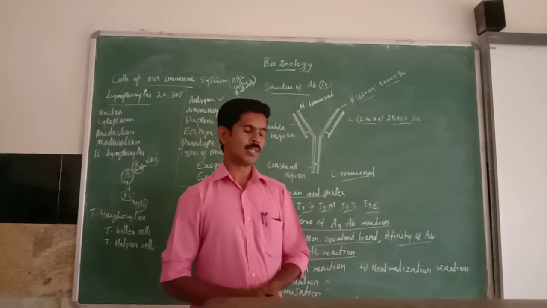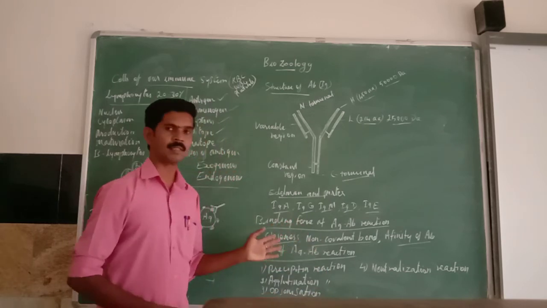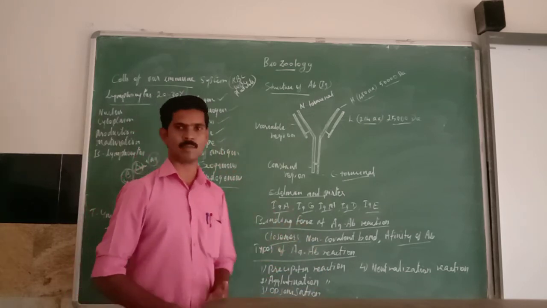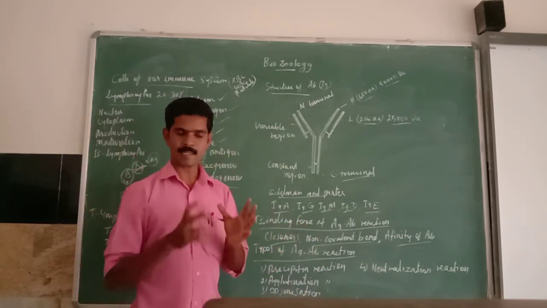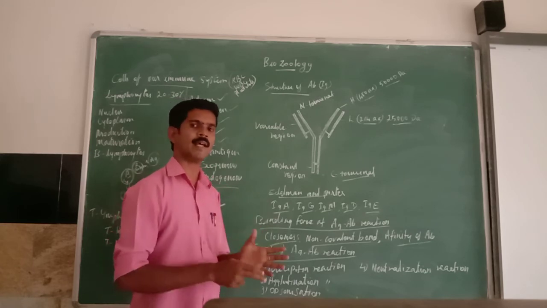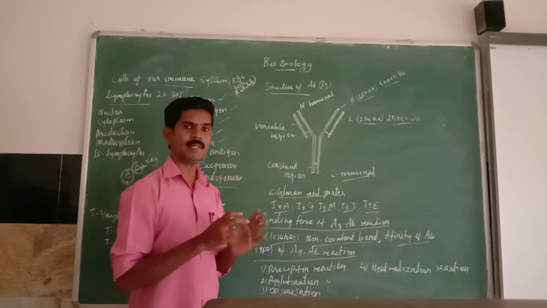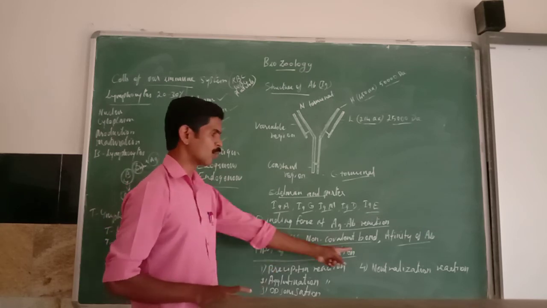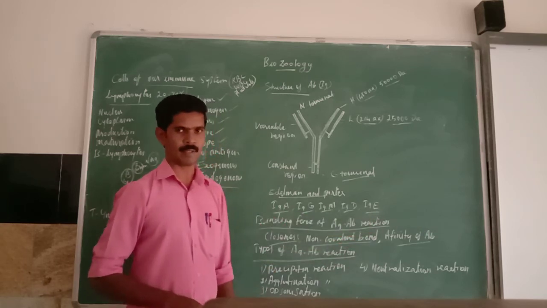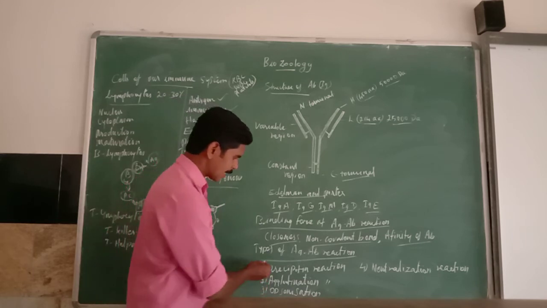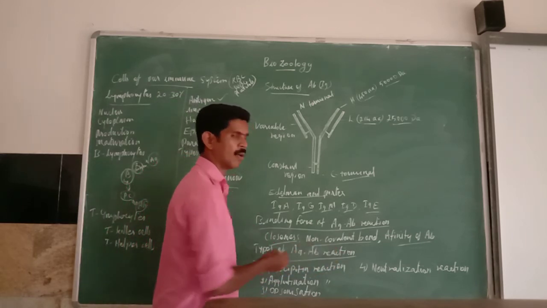Understand, my dear students? So this is one of the very important 3-mark questions, and it's a very simple, easy question. There is a reaction between the antigen and antibody, and the force of this reaction is determined by these 3 factors: closeness, non-covalent bond, and affinity of antibody. Then next one is types of antigen-antibody reaction.